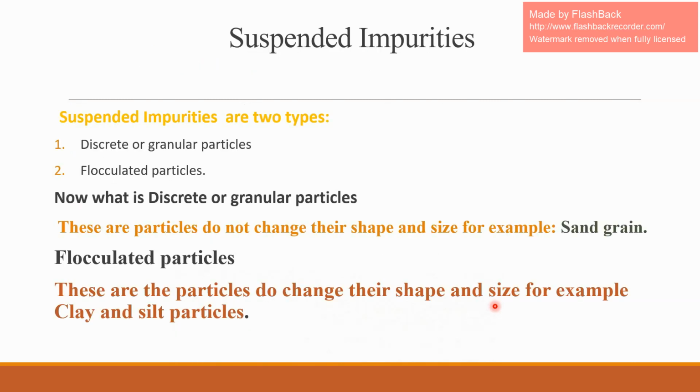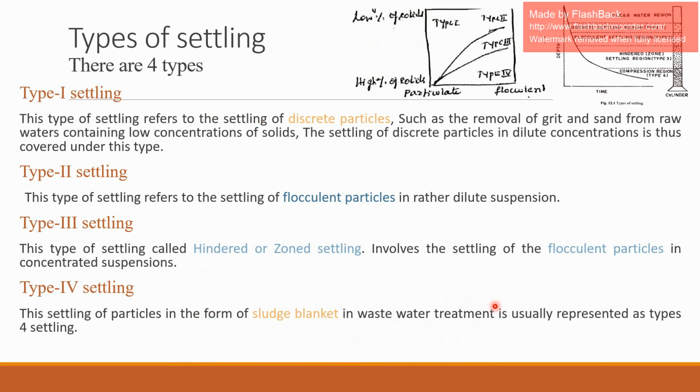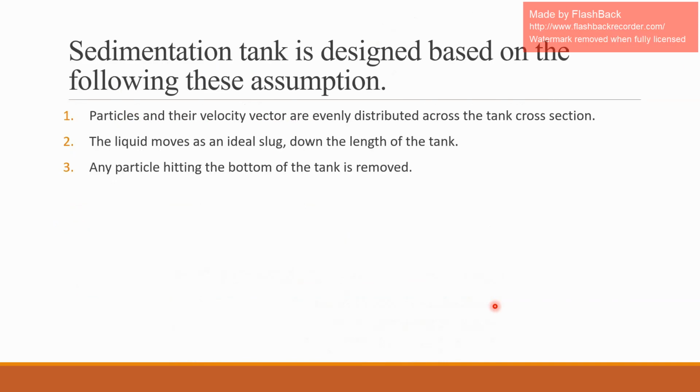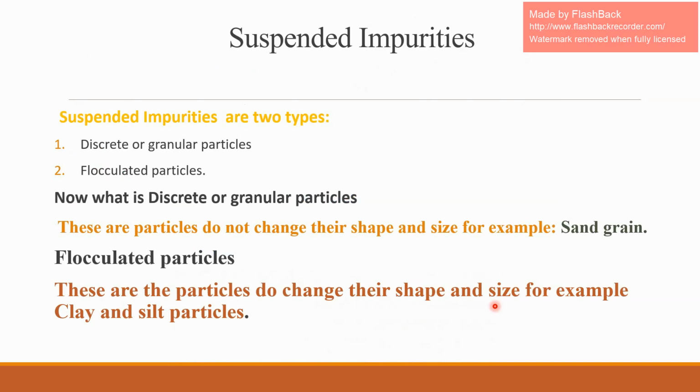Next one, to understand the type of settling, we need to understand the type of impurities. There are mainly two types. One is discrete or granular particles. Discrete particles are nothing but those which do not change their shape and size, such as sand. The flocculated particles do change their shape and size.